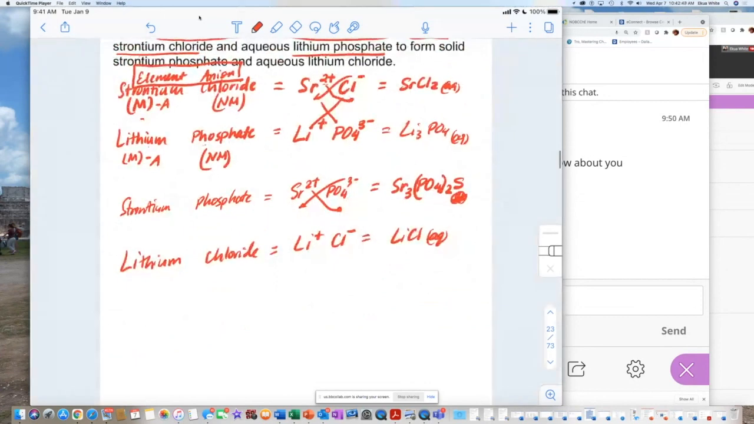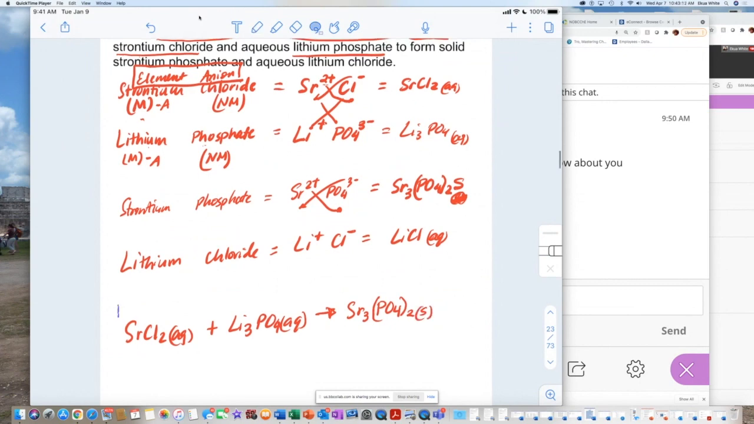Okay, so let's work this out. SrCl2 aqueous plus Li3PO4 aqueous gives you Sr3(PO4)2 solid. Okay, I feel like I wrote too big. Let me shrink this a little bit.